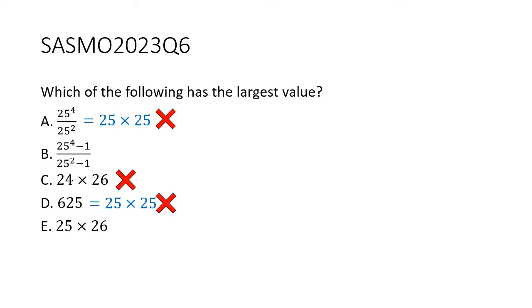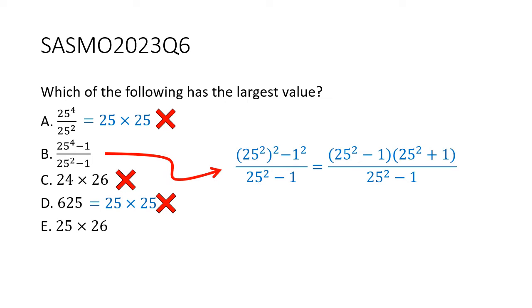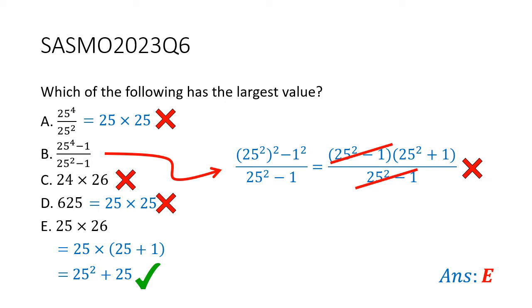Let's look at option B instead. So is option B bigger or option E bigger? Well, option B, we can simplify that by noticing that in our numerator we have a squared minus b squared situation. So we can factorize the numerator and cancel the common factor with the denominator, leaving us 25 squared plus 1. And if you look at option E, you can simplify that into 25 squared plus 25, and that's clearly bigger than 25 squared plus 1. So option E wins. And that's our final answer.